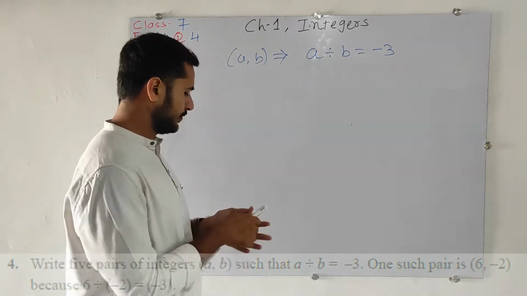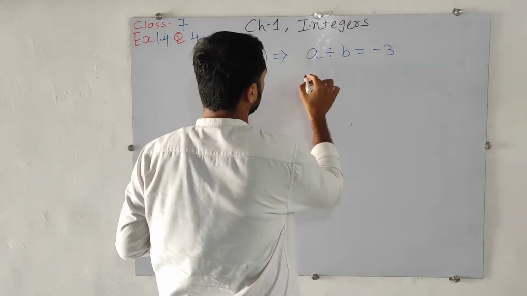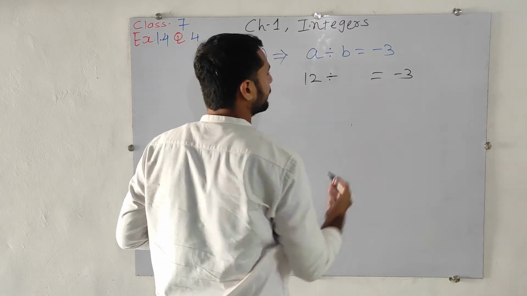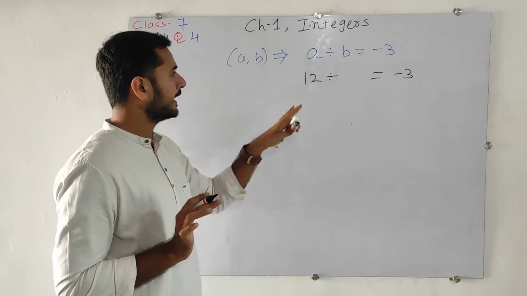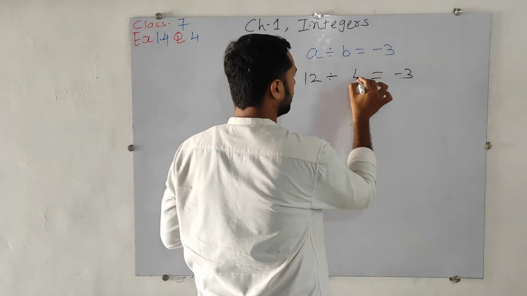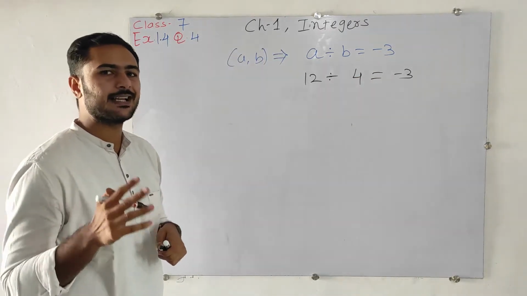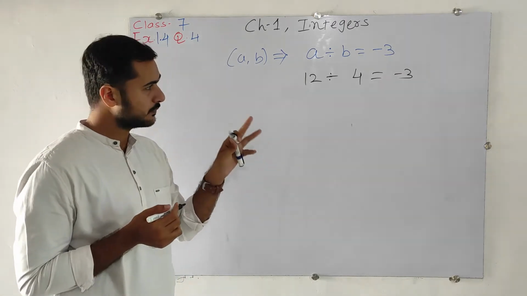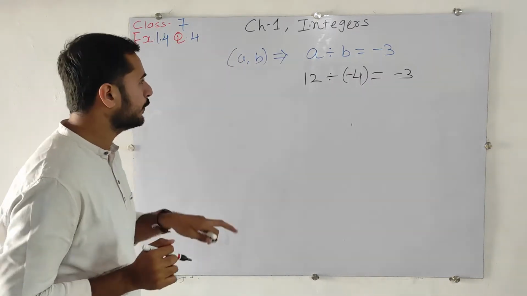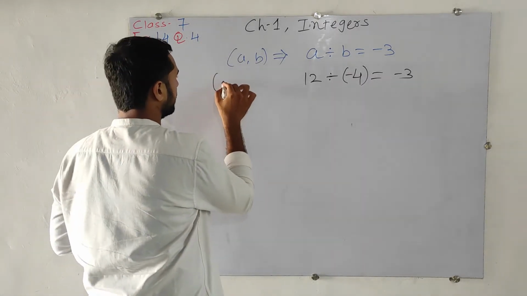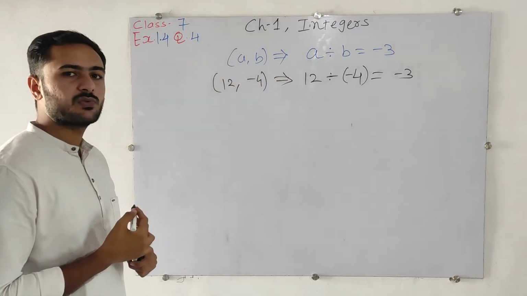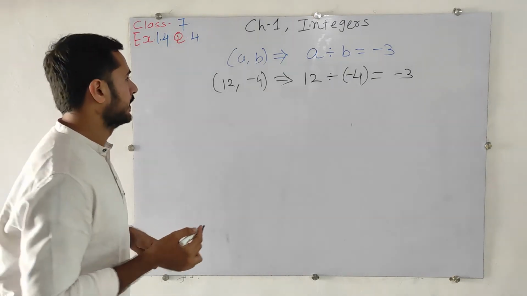For example, suppose I take 12. What should I divide 12 by to get the answer minus 3? The answer minus 3 is fixed. I have taken A as 12, so what should I select as B? If I select B as 4, then 4 3s are 12, so I will get the answer 3. But we need minus 3. So if I select minus 4, then I can get minus 3. So here we have one pair. I can write 12 for A and minus 4 for B.